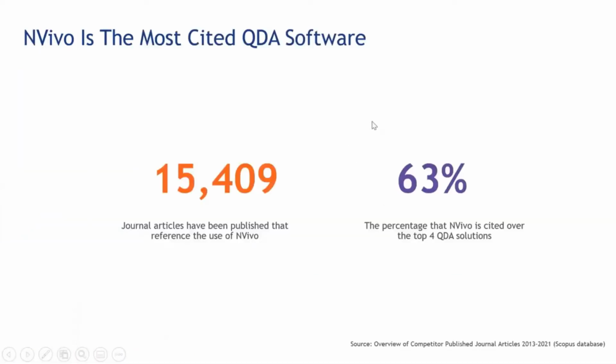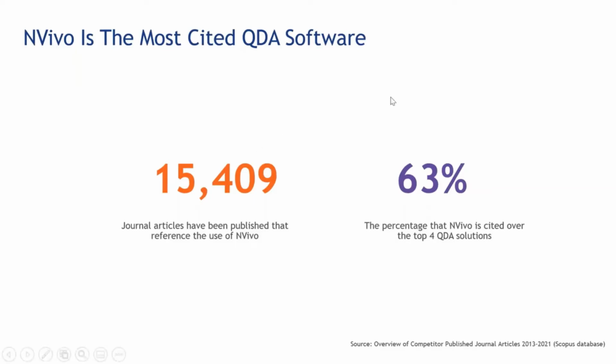So first off, this is sort of interesting data that our QSR research director, Silvana Di Gregorio, found in Scopus. So when we searched for articles that cite NVivo, there was over 15,000. And the reason I bring this up is if you're doing any type of qualitative or mixed methods research, you can probably find an example somewhere where people used NVivo, because people are always asking us, how do I use NVivo for grounded theory or for mixed methods? And so these are good sources to look into. And when we look at the top 4 QDA solutions out there, including NVivo, we are cited 63% more of the time in articles.